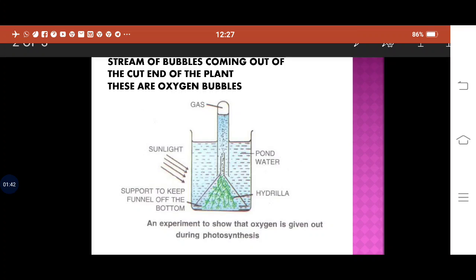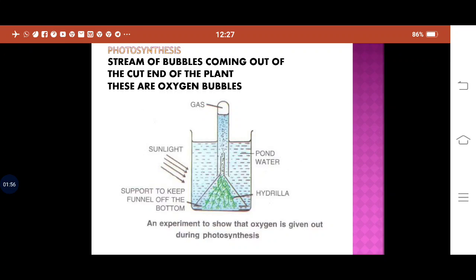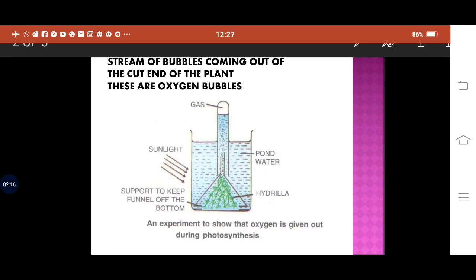Okay. So in your book, 4 experiments have been demonstrated. We are going to start with the first 2 today. The first one is the stream of bubbles, to observe the stream of bubbles. Where do we have to observe? We have to observe these streams of bubbles in the setup given in the picture. So basically we are going to study how oxygen is formed during photosynthesis.